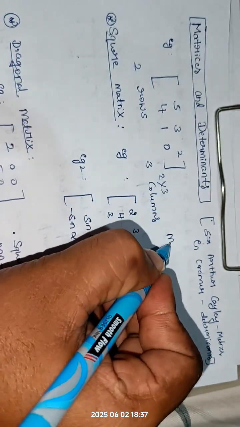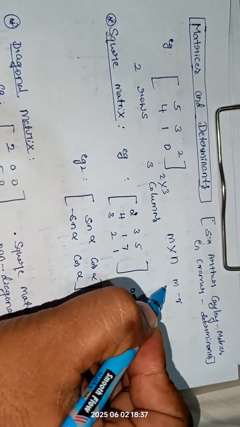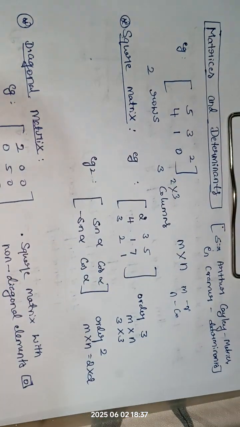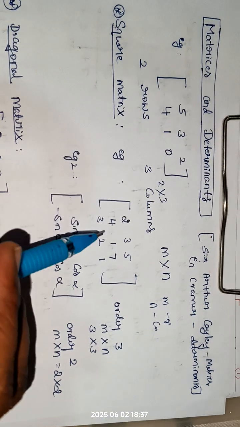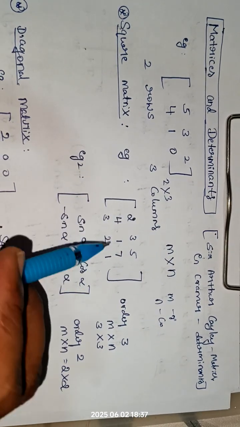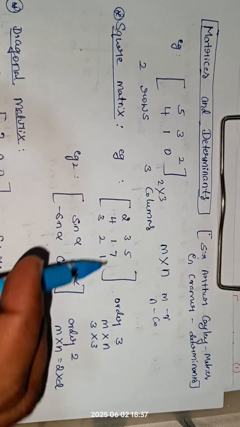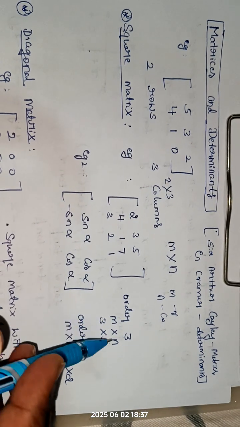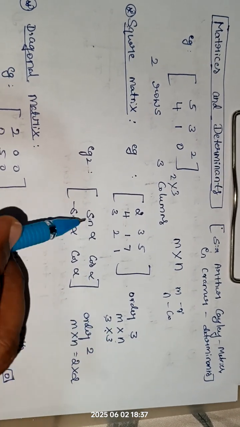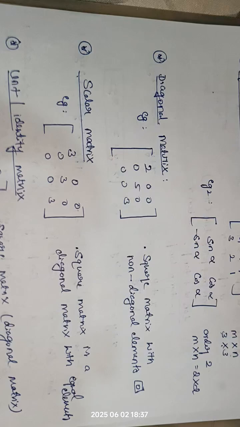In terms of order, we'll call it m into n order, where m is row and n is column, right? Next we'll see what a square matrix is. A square matrix should consist of an equal number of rows and columns. We'll call it order 3 because 3 rows and 3 columns are there. So m into n is 3 cross 3. If it is like this, its order is 2 because 2 cross 2, 2 rows, 2 columns.